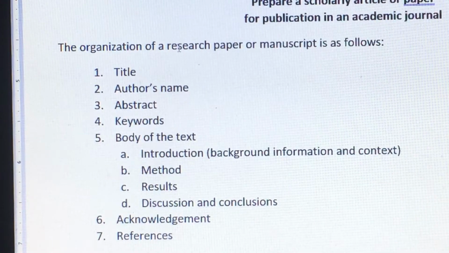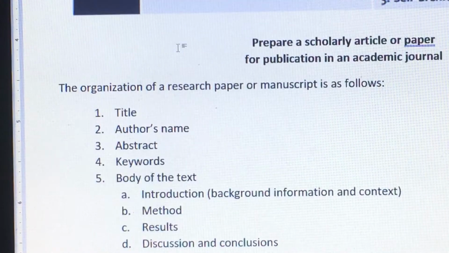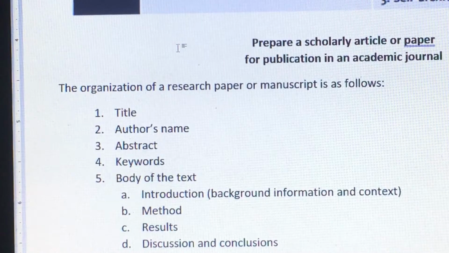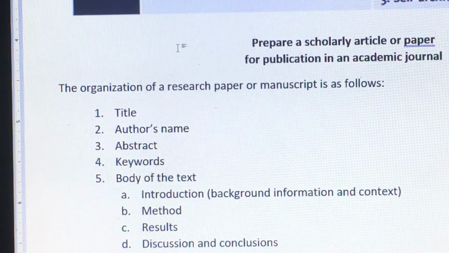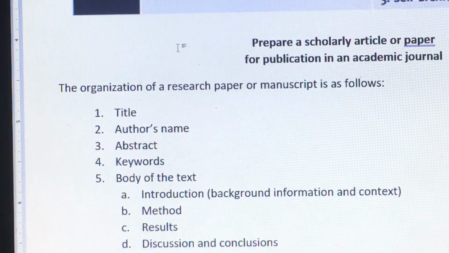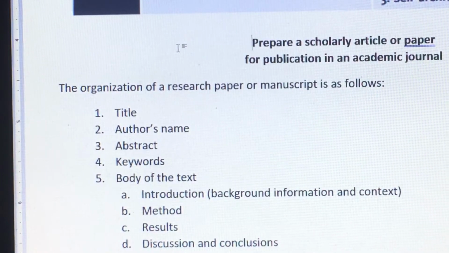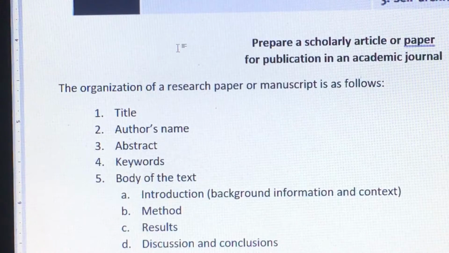Now, this session is going to be about how to prepare a scholarly article or paper for publication in an academic journal. What kind of organization do you need to do, what is inside each of the structure or the outline of a manuscript or research paper that you need to publish in a journal.